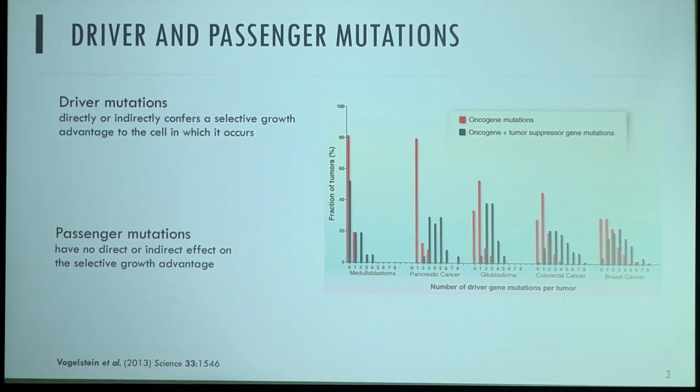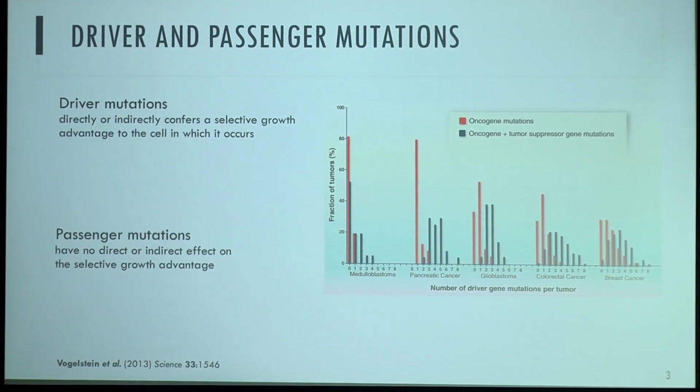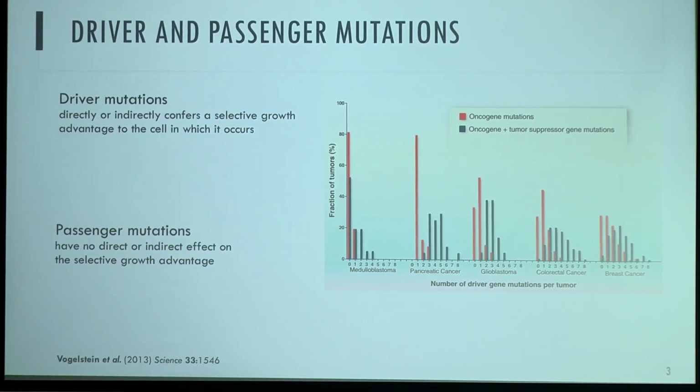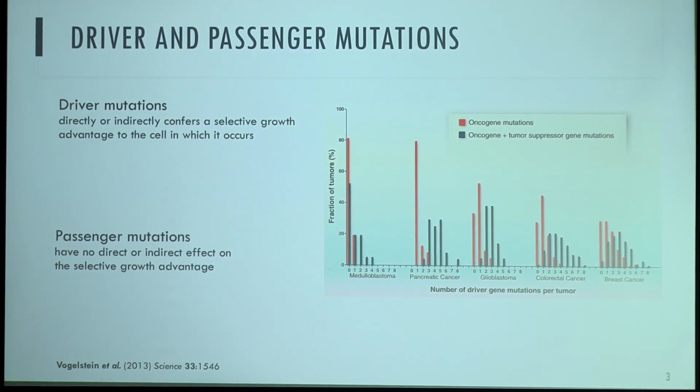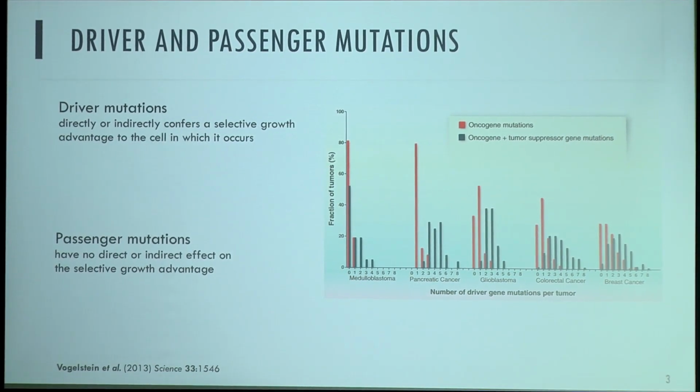So what are driver mutations? These are those that directly or indirectly confer a selective growth advantage to the cells where they occur. And passenger mutations are just passengers. They don't seem to have any known connotation of that fact, so they don't seem to affect the progression of cancer directly.